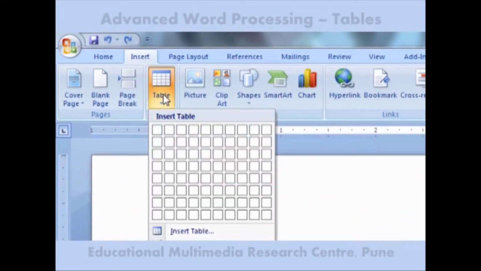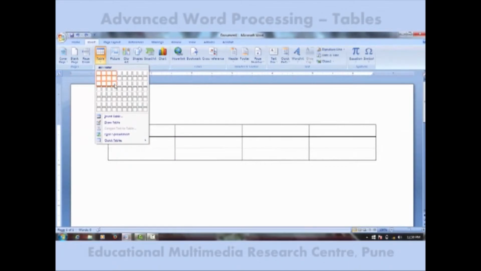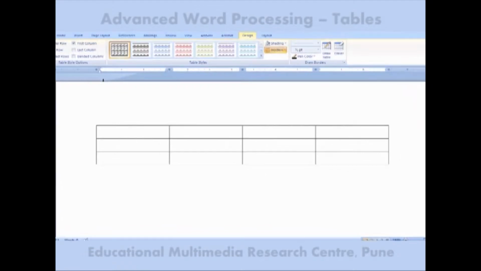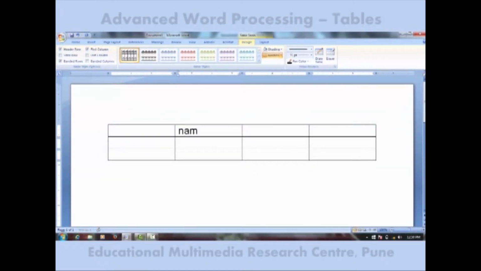Step 4. Move your mouse over the diagram squares to select the number of columns and rows in the table. Step 5. Click your mouse and the table appears in the document. Step 6. You can now place the insertion point anywhere in the table to add text.